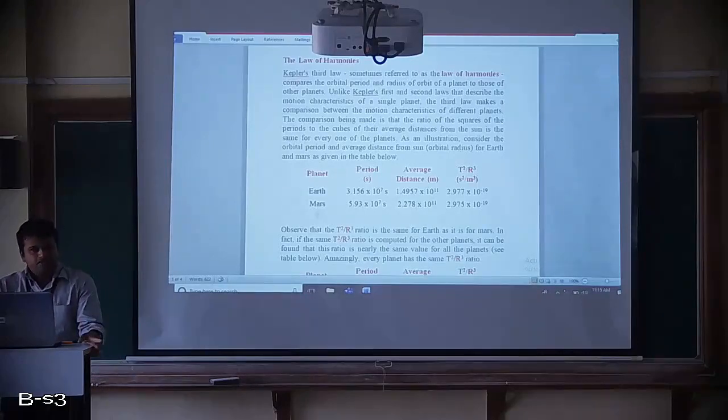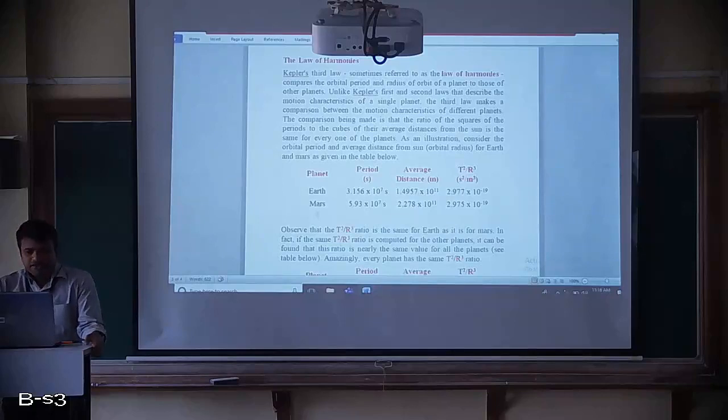So you are comparing both. One is the orbital period, how much time it takes to cover the orbit, and the second thing is the radius of the orbit. We are comparing these two things and making a law here. So what is Kepler's third law? The law of harmonies, which compares the orbital period and the radius of the orbit of a planet.